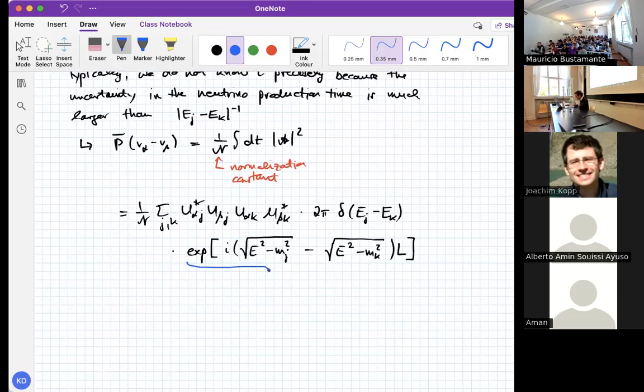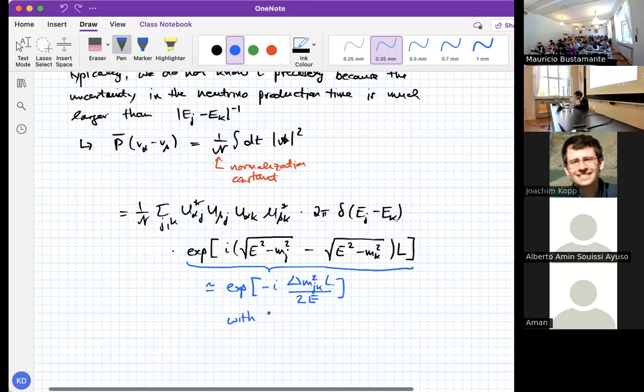And this exponential can be approximated using the fact that neutrino masses, and in particular neutrino mass differences, are small. So this is approximately equal to exponential minus I times a quantity called delta mjk square, which I'm going to define in a moment, times L divided by 2 times that energy. And this delta m squared is just the difference in the squared masses. So delta mjk square is equal to mj square minus mk square.